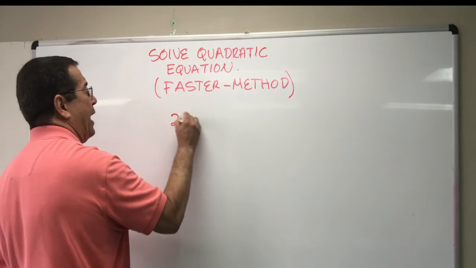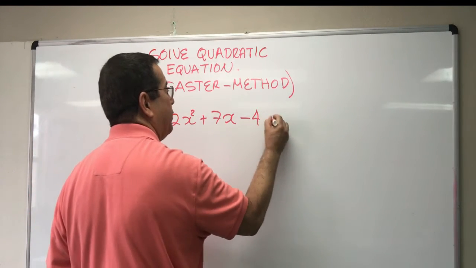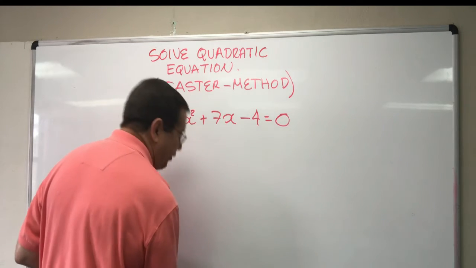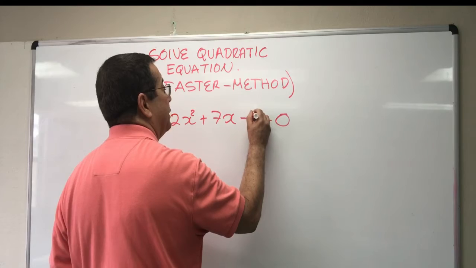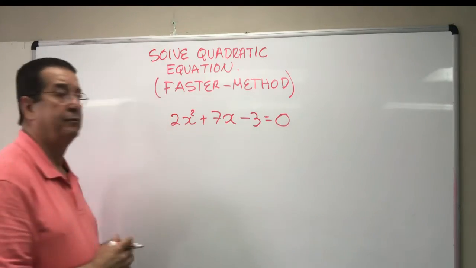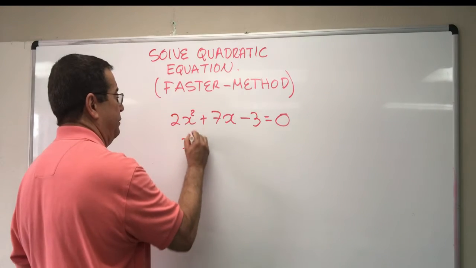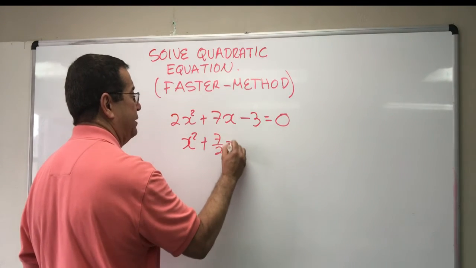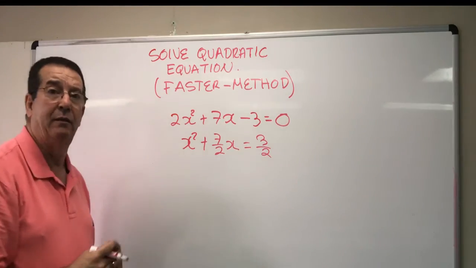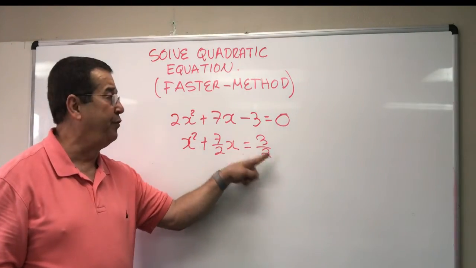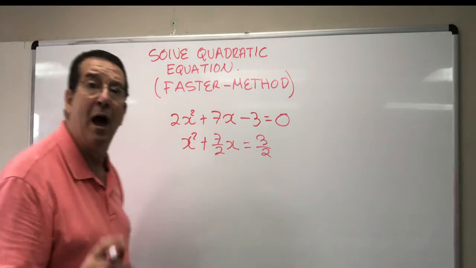You have 2x squared plus 7x minus 4 equals 0. I'm not going to write 4 here, I'm going to write, for example, 3. You divide by 2: x squared plus 7 over 2 x equals 3 over 2. You divide by 2 and move the 3 to the other side. It's negative, and when you move it, it's positive. It's very easy.